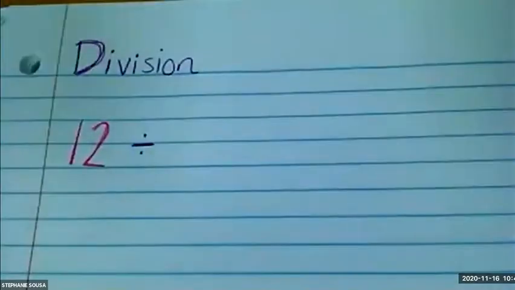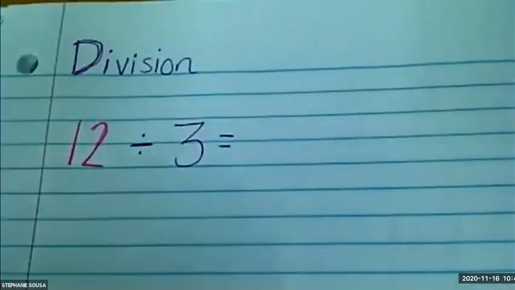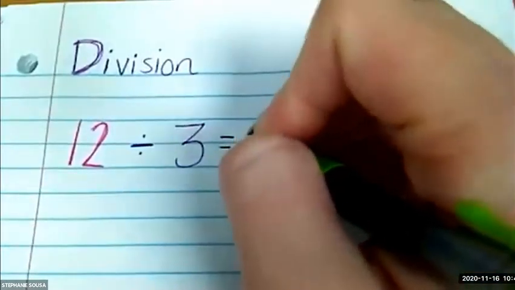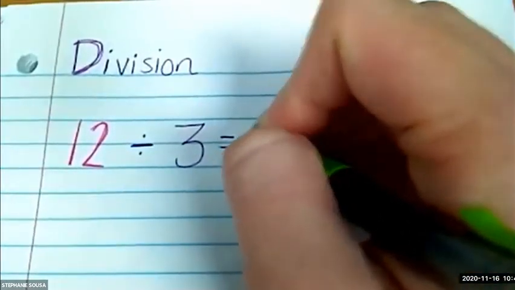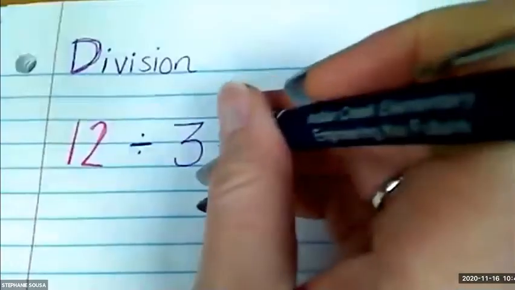So 12 divided by, in our multiplication fact, we use 3 and 4. So we'll continue on with that same grouping. So we're going to do 12 divided by 3 equals 4. So 12 divided by 3 equals 4.